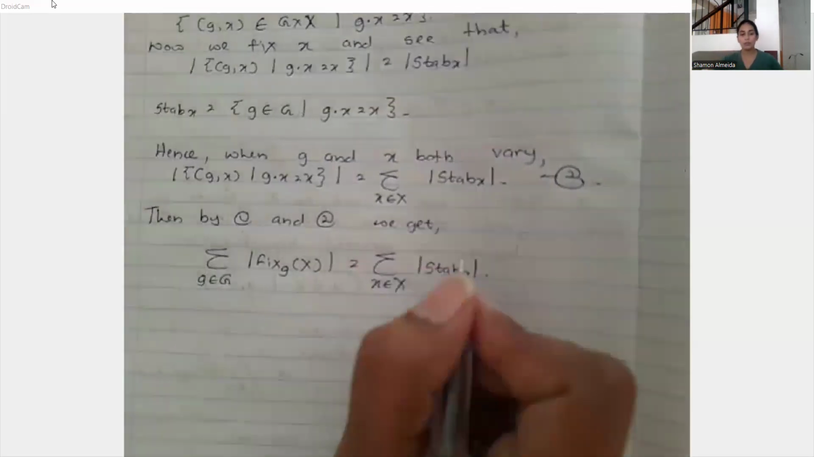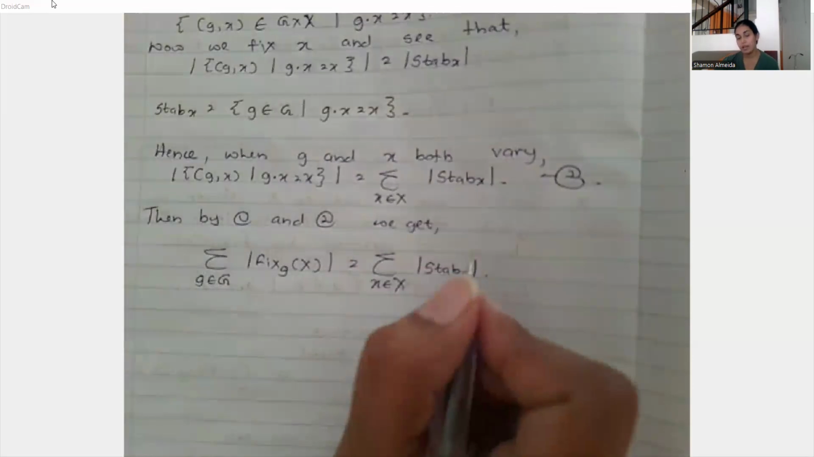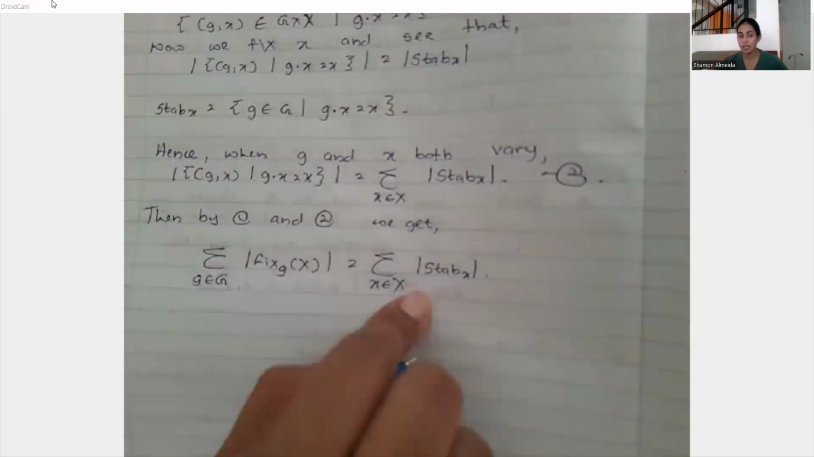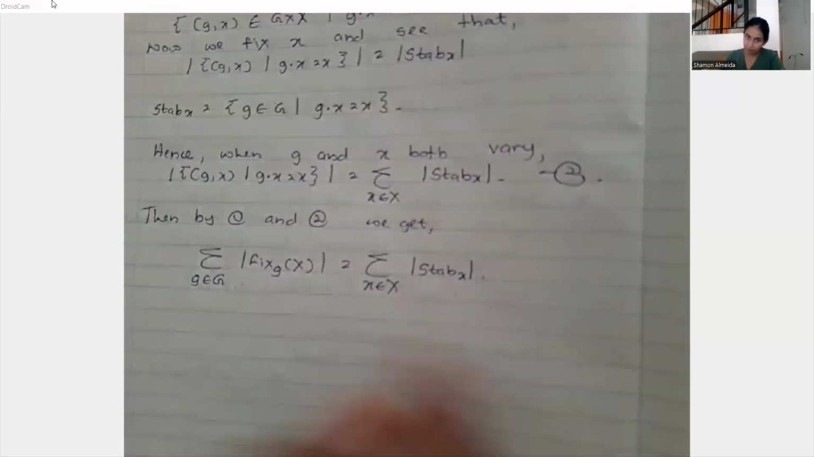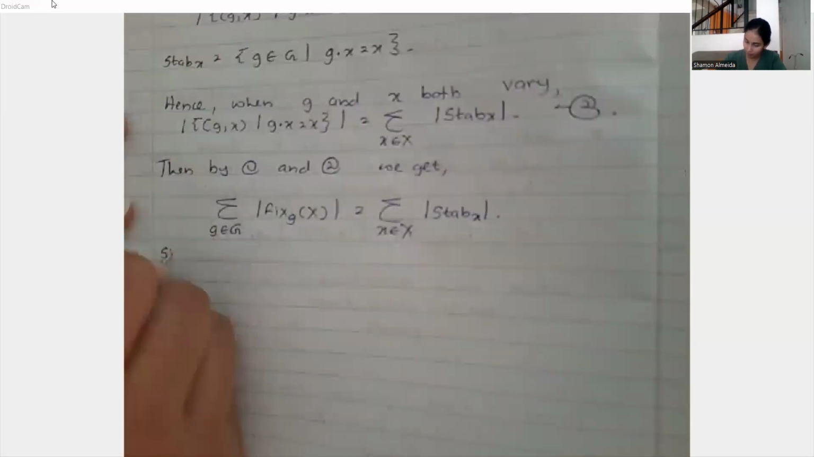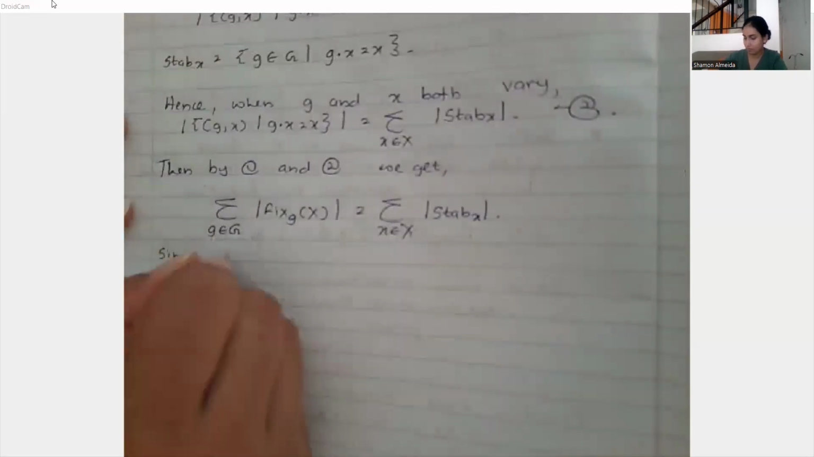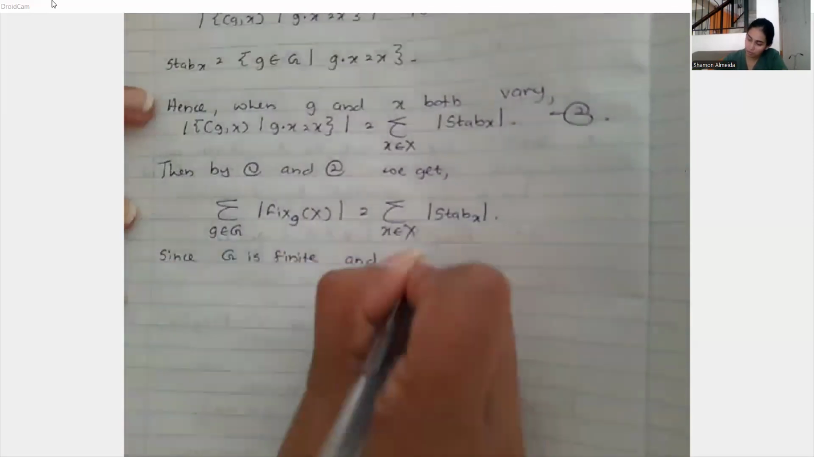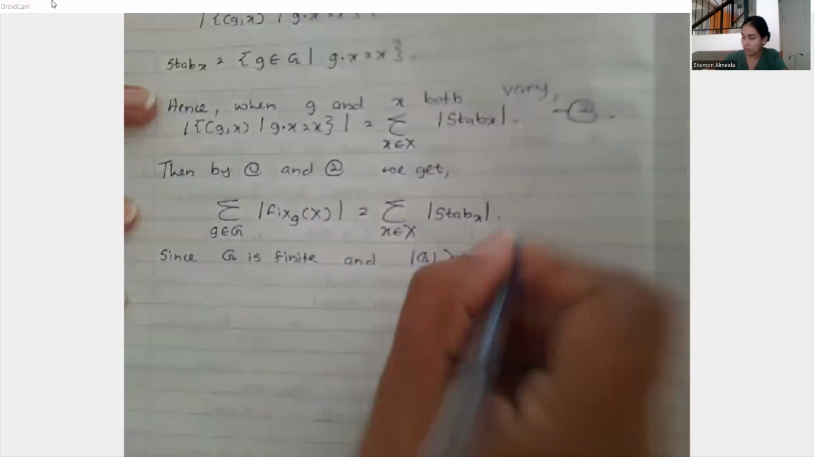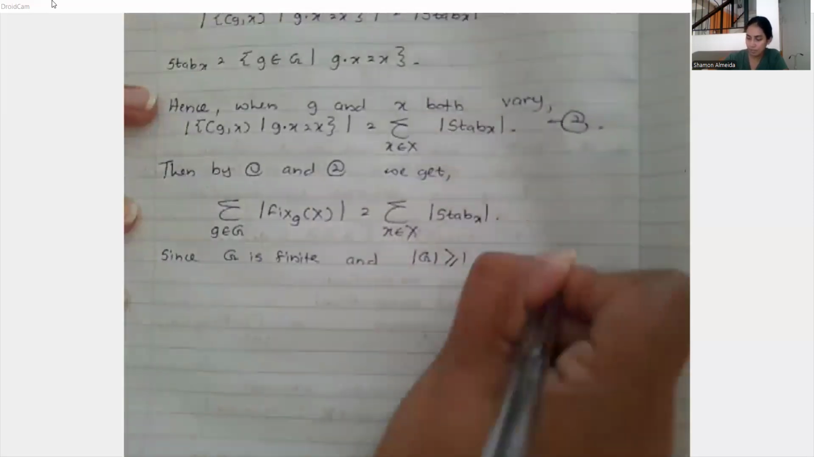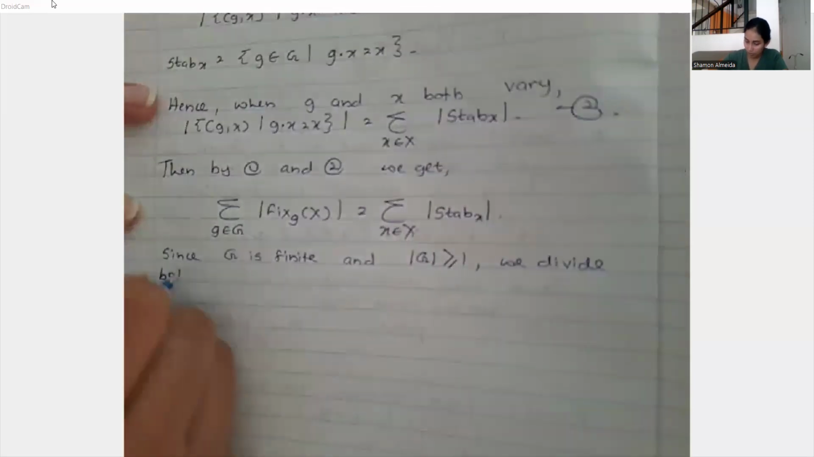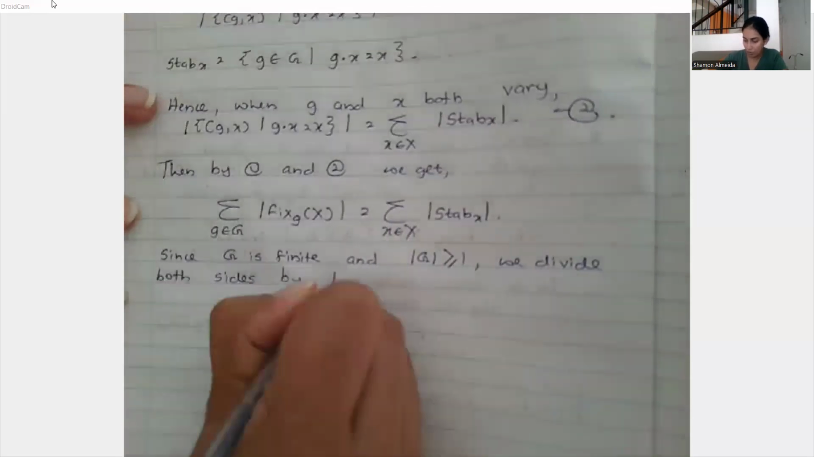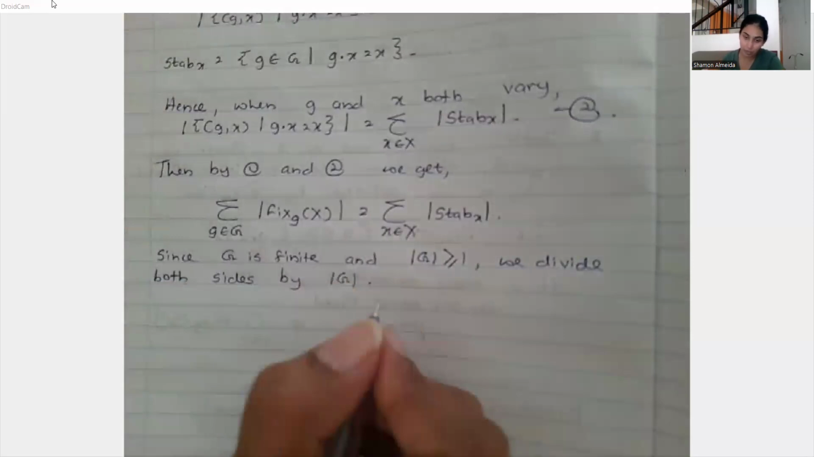Well, now what do we do? G is a finite group. Therefore, it has at least one element and a finite number of elements. We divide both sides by the order of G. Order of G is at least 1. We divide both sides by the order of G.